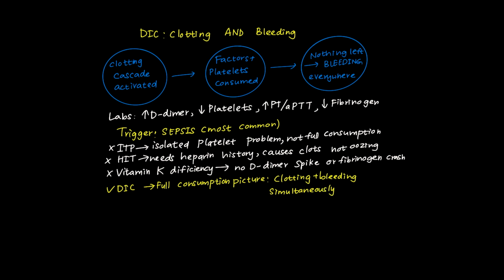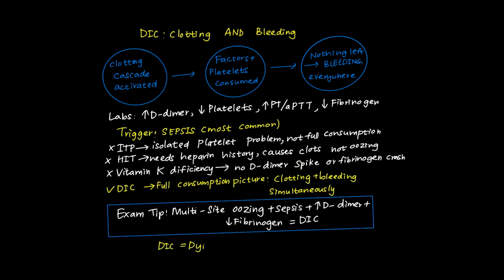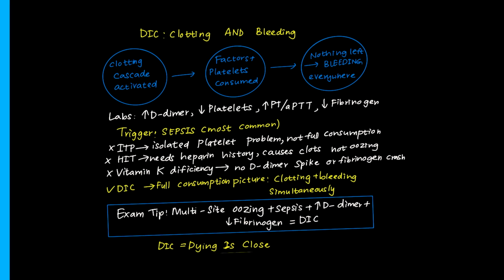Here's a WGU D454 OA exam tip for you. Oozing from multiple sites plus sepsis plus elevated D-dimer plus low fibrinogen equals DIC. Every time. Recall hook: DIC means dying is close if you don't catch it. Oozing everywhere in a sick patient means DIC.